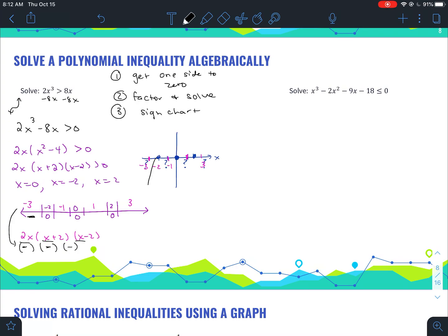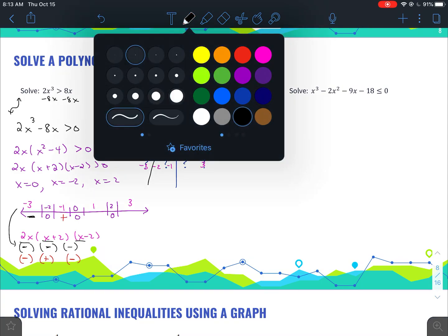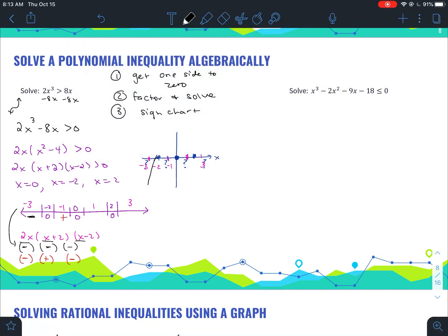That makes sense. Let's test negative 1. So if I plug negative 1 in, I get a negative because 2 times negative 1 is negative. Negative 1 plus 2 is positive, and negative 1 minus 2 is negative. And a negative times a positive times a negative is a positive. And does that make sense? Well, none of those are double roots, so it's going to cross through, and it should come back down. So yeah, all of those values should be positive on the graph.